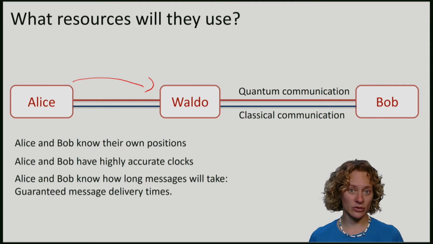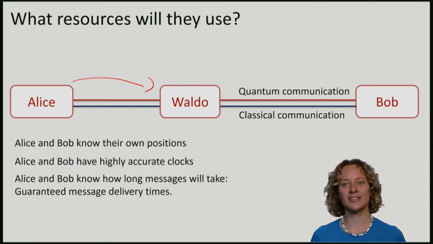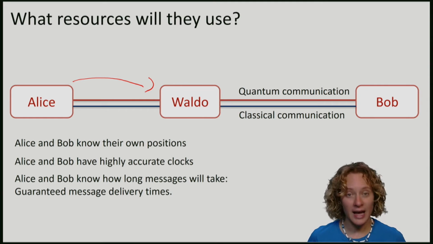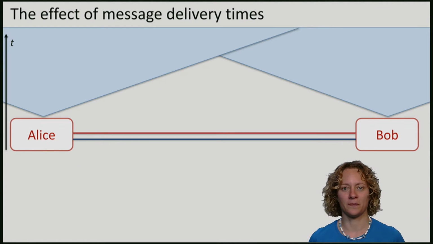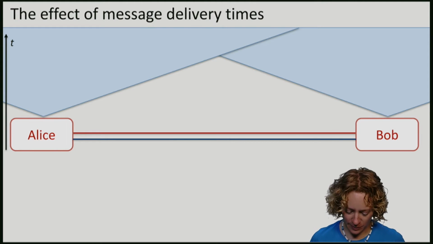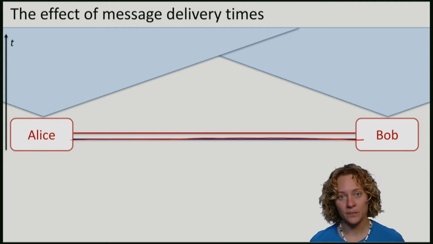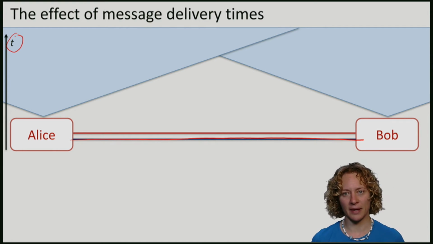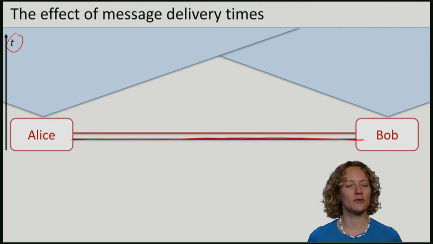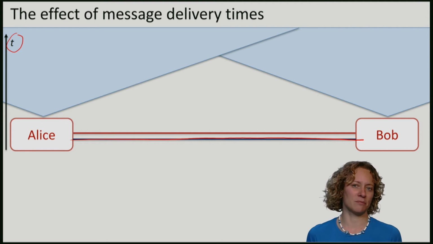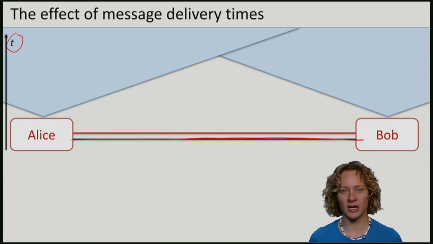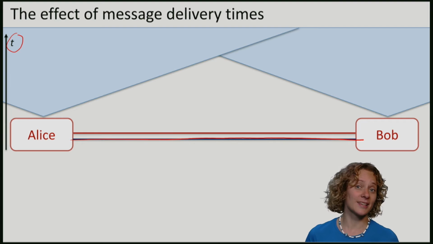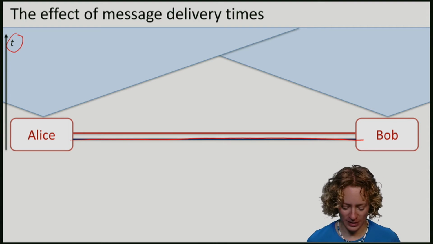So why are these useful resources? Let's have a look at the effect of message delivery times and Alice's ability to verify Waldo's position. I will draw here what is called a space-time diagram. We have the position in space, here just a line from Alice to Bob, but we also have a position in time, given by this time axis. You can think that all parties are always moving through time, even if they might be stationary at a fixed space location. In such a space-time diagram, we can draw a so-called light cone.